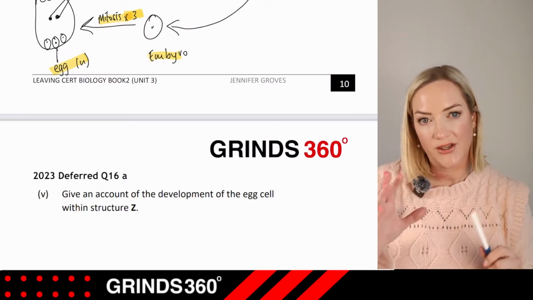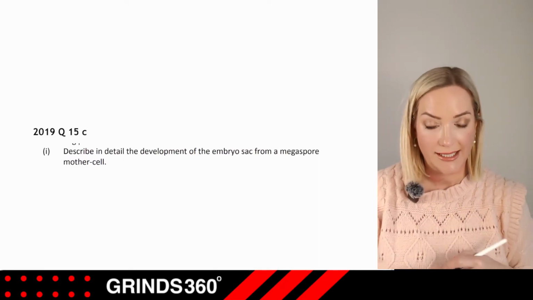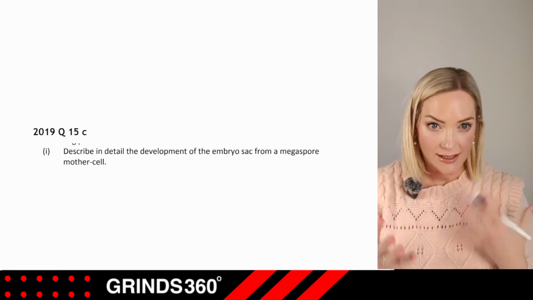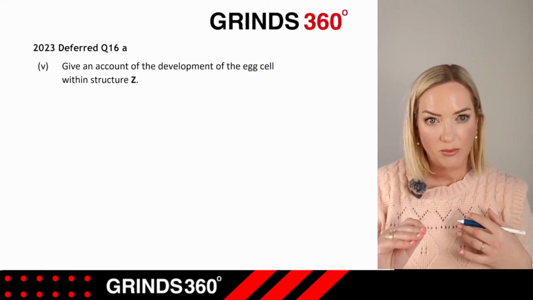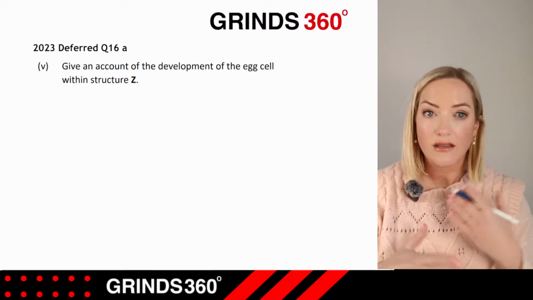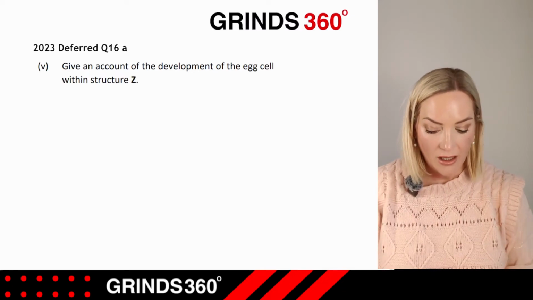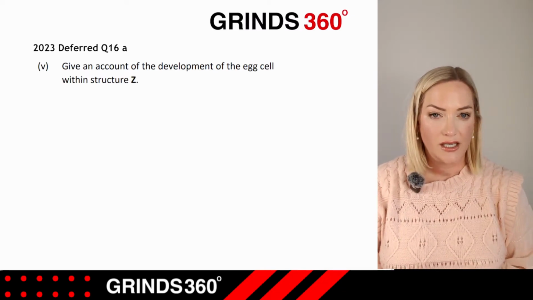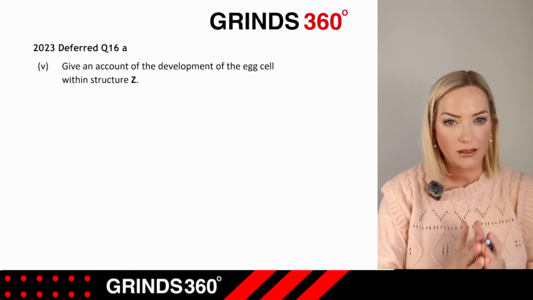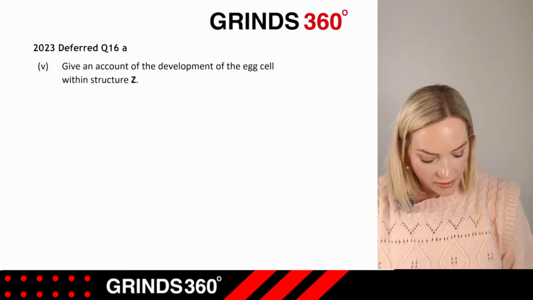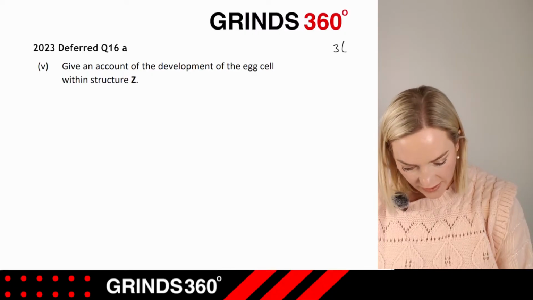And I want to draw your attention that the female gamete formation has not been asked since 2019. It did appear on the 2023 deferred paper, but it was not used on the 2023 paper or on the 2024 paper. With female gamete formation, it's usually 12 marks for this. Male gamete formation is usually 9 marks. For female gamete formation, it's usually awarded 12 marks.